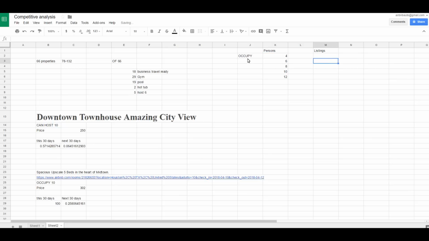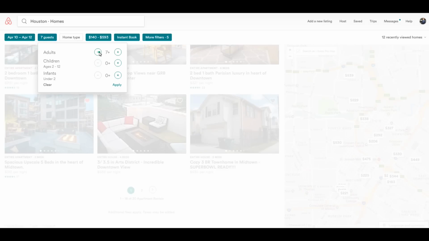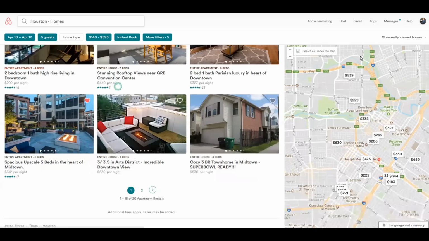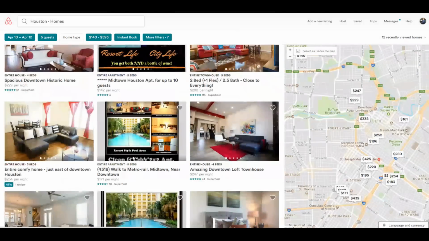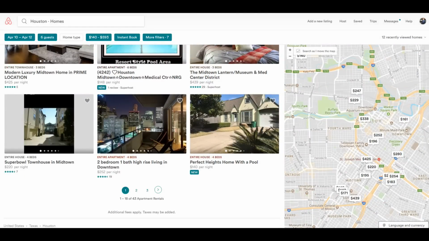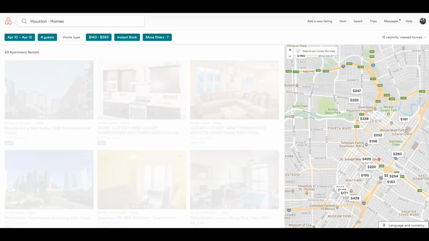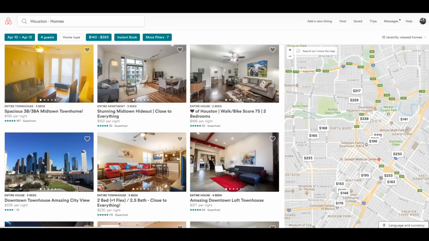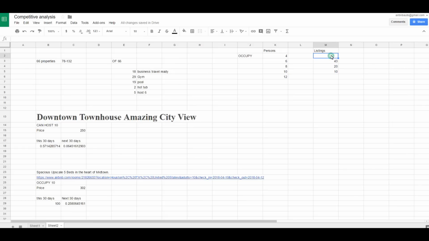And then occupying 6 persons, there are 43. And then let's look at occupying 4 persons. There are 81. You see, it's actually like cutting in half. So there should be 4 or 5 spaces that occupy 12. Let's see if the trend keeps up.